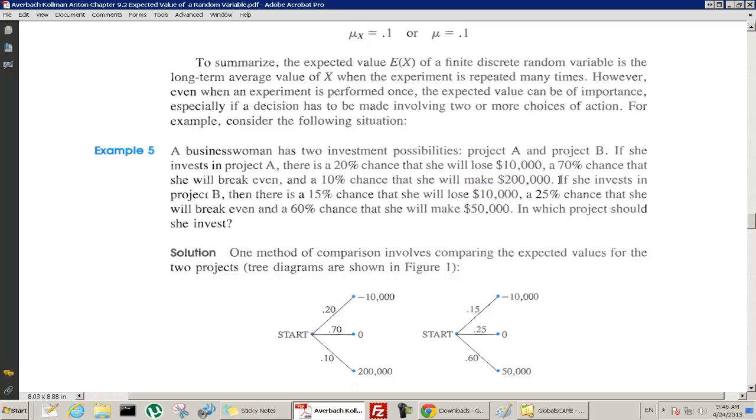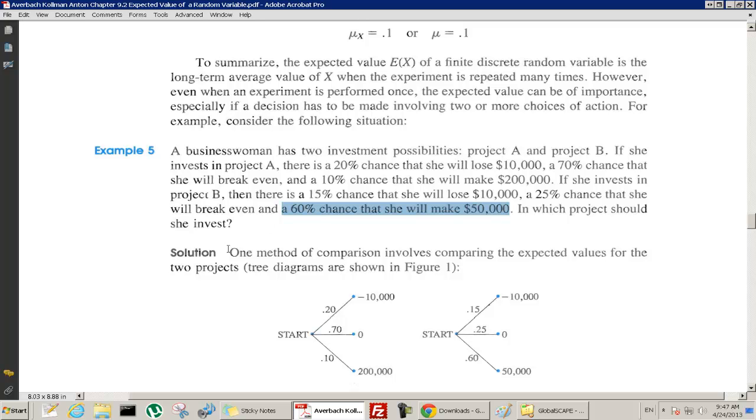If she invests in Project B, there's a 15% chance she will lose $10,000. There's a 25% chance that she will break even, and a 60% chance she will make $50,000. So a much bigger chance, but not nearly as big an amount that she will win. In which project should she invest?